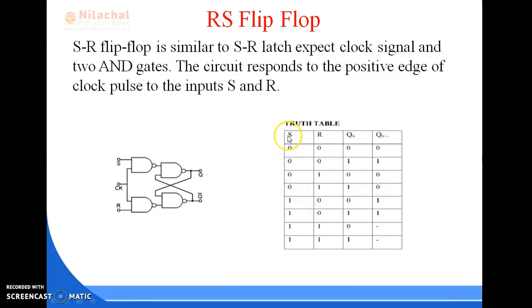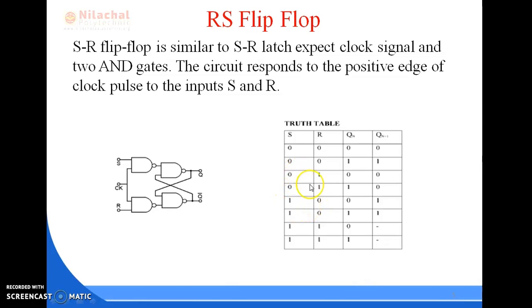The next combination is when S value is 1 and R value is 0. At that time the Qn plus 1 value is set. Set means 1. Then for the last combination, when both S and R are 1, the output is an invalid or not allowed condition. So this is the truth table of the RS flip-flop.